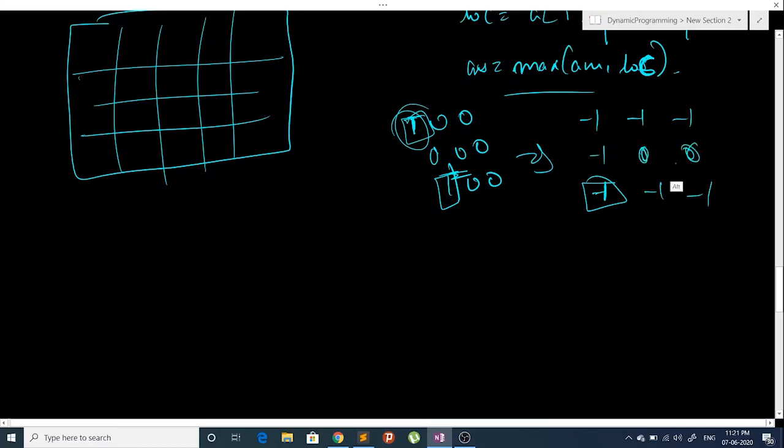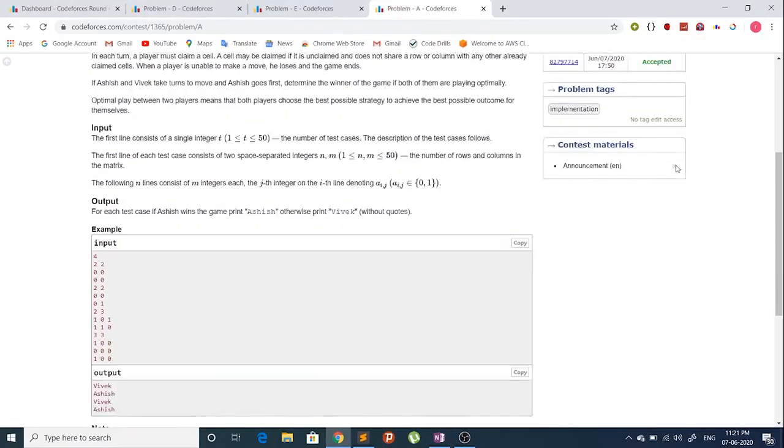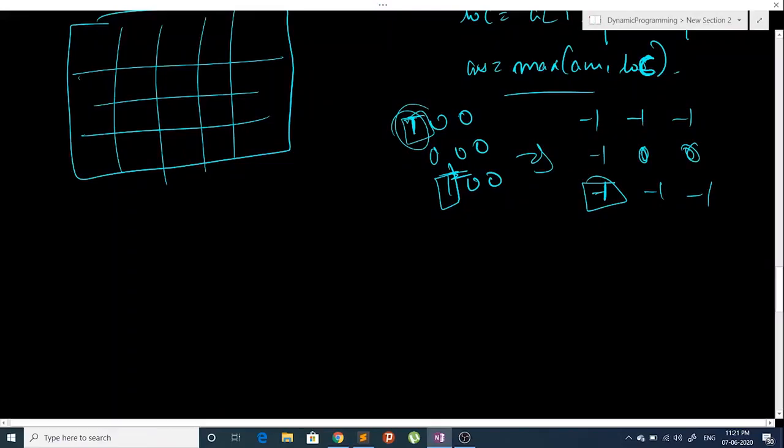Now as Ashish was starting, Ashish can just choose this box and he can win. So this problem was pretty easy. You just have to mark -1 on all the positions that can't be obtained. If Ashish chooses this position, I'll mark all the positions of this row and column as -1, and this also -1. Now Vivek has no option here and Ashish will win. So this was pretty easy, guys.